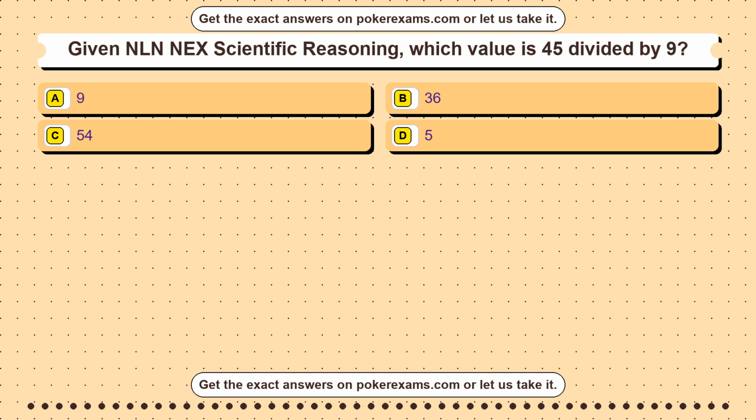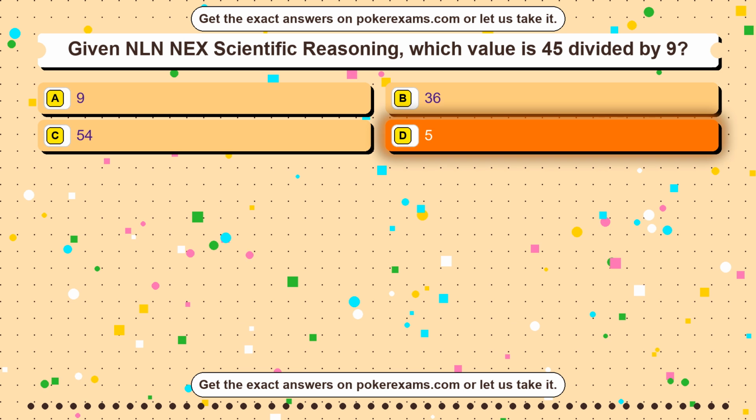Question 18. Given GED science practice test, which word signals contrast? Option A. Because. Option B. Also. Option C. First. Option D. However. The correct answer is option D.